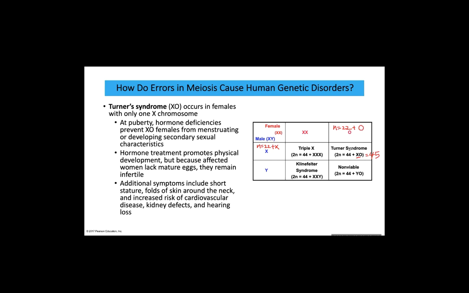So Turner syndrome means incomplete or missing one X chromosome on the 23rd chromosome. At puberty, hormone deficiencies prevent those with Turner syndrome from menstruation or developing secondary sexual characteristics. So it affects women; due to the lack of a mature egg, they remain infertile. Additional symptoms include a short stature, folding of the skin around the neck area, and increased risk of cardiovascular disease, kidney defect, and hearing loss.